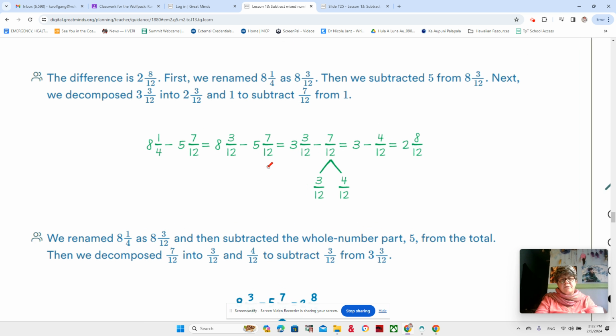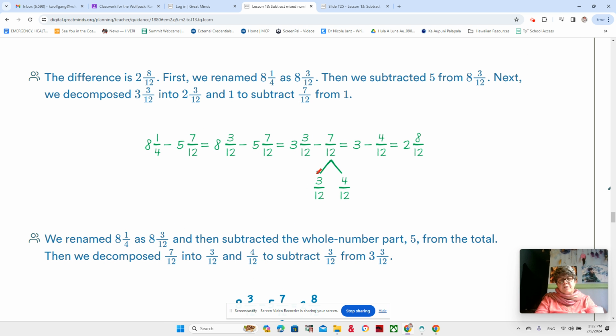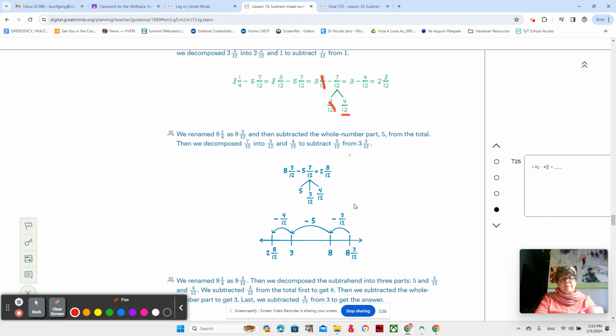Now we're breaking the 7/12 into 3/12 and 4/12. Just breaking it into two parts, right? Because 3 plus 4 is 7. This works because 3/12 minus 3/12, and then we just have the 4/12 left. So then 3 minus 4/12 is 2 and 8/12. I kind of like this method because you can see what you're doing here. All right. Still could be a little bit confusing.